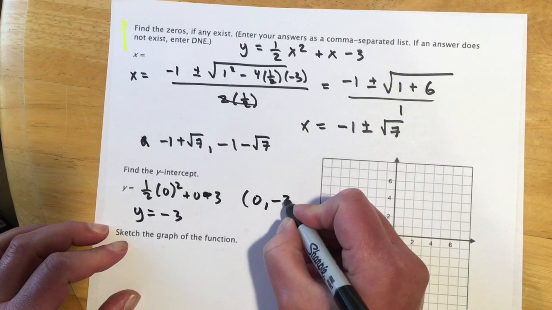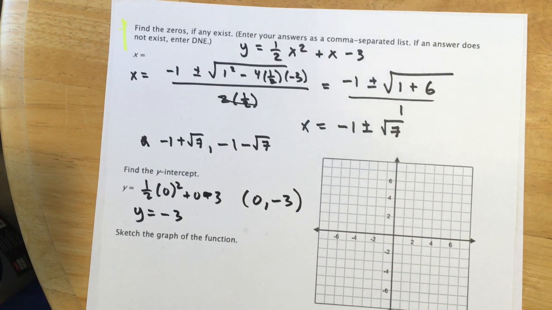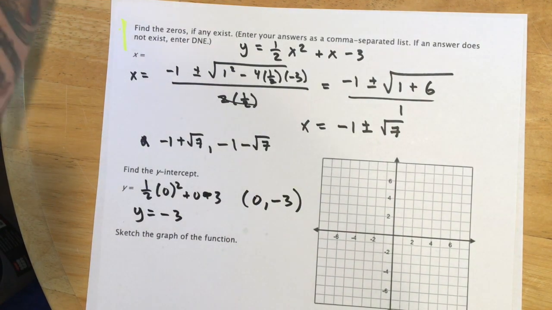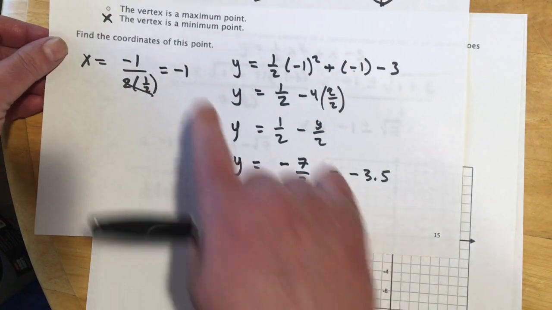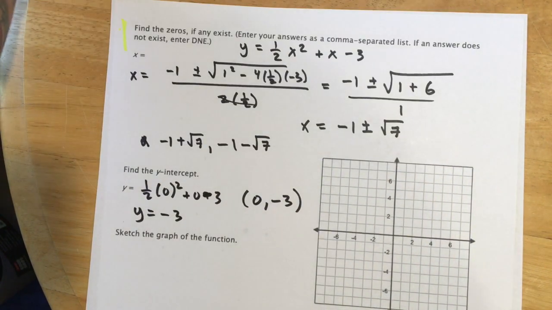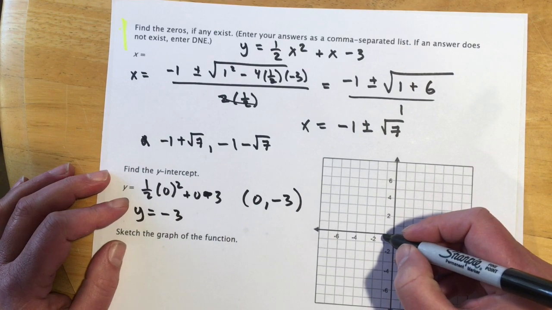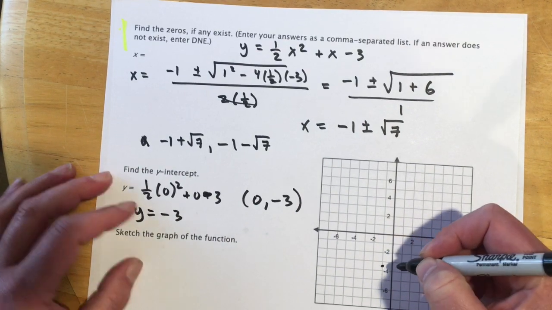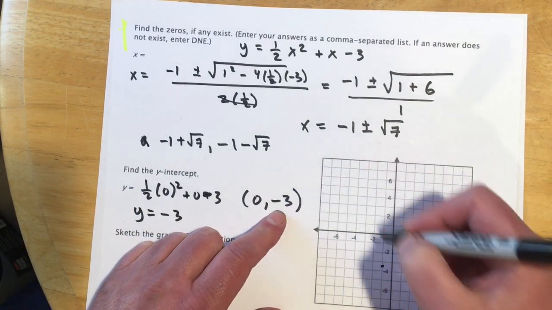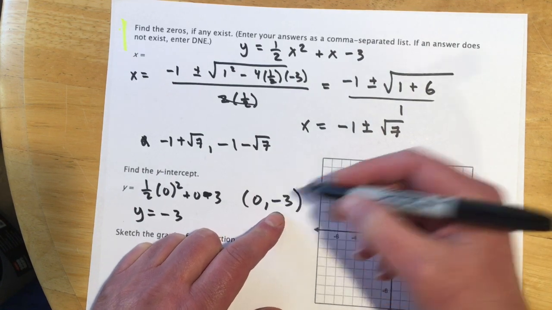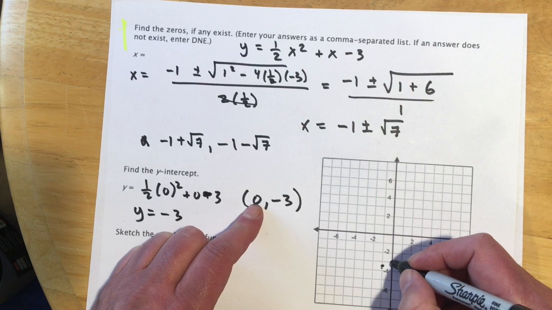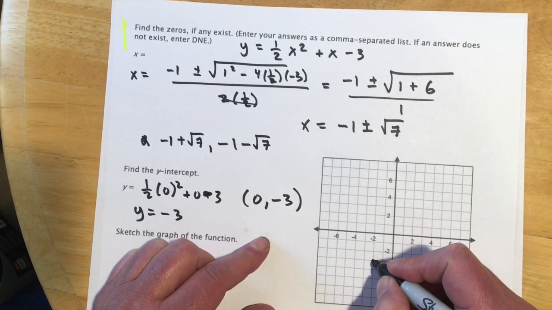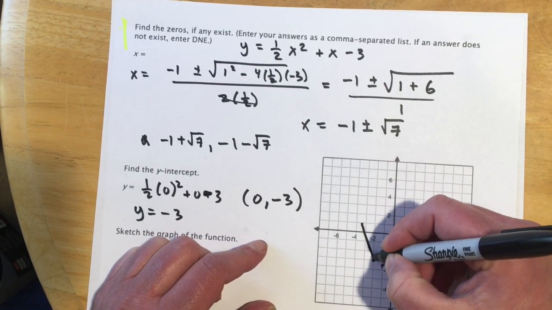Or 0, -3. And then sketch a graph. So this one doesn't have the easiest numbers. Our vertex from the last page was -1, -3.5. So we'll go -1, -3.5 to the vertex. And then I think on the computer you just need 2 points, the vertex and one other point. So I would just use the -3 here, and I'll just use symmetry on this other side.